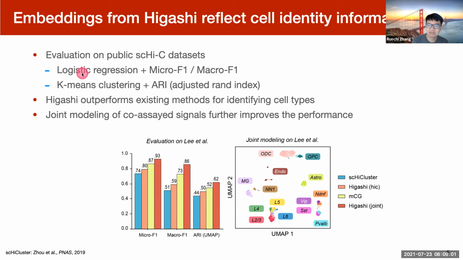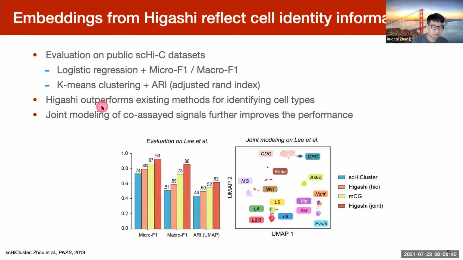One is the supervised setting, where we train a simple classifier on a small portion of the cells and predict the cell type for the rest of the cells and quantify the performance with micro and macro F1 scores. The second setting is the unsupervised setting, where we apply k-means clustering on the embeddings, and we calculate the clustering label versus the ground truth cell type with the adjusted Rand index score. We can see that without the joint modeling, by just using the single-cell Hi-C, Higashi can already outperform existing baseline methods for identifying cell types.